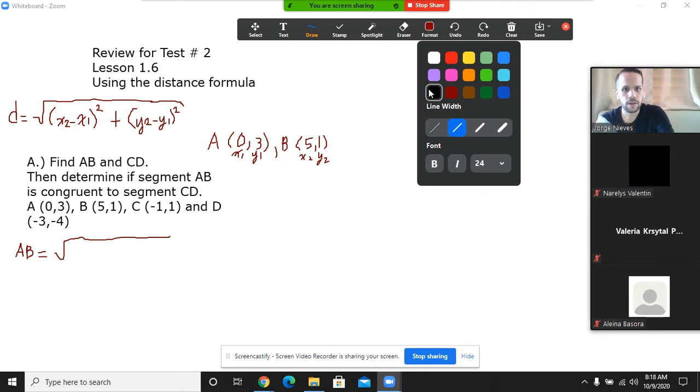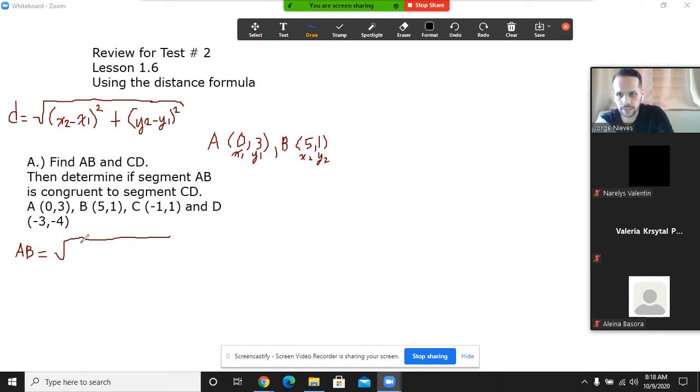So let's plug those coordinates inside the distance formula. It's gonna be x2 minus x1, which will be 5 minus 0, to start. 5 minus 0, and that's squared. And that's gonna be added to the parenthesis of y2 minus y1. y2 is 1 and y1 is 3. So it's gonna be 1 minus 3.